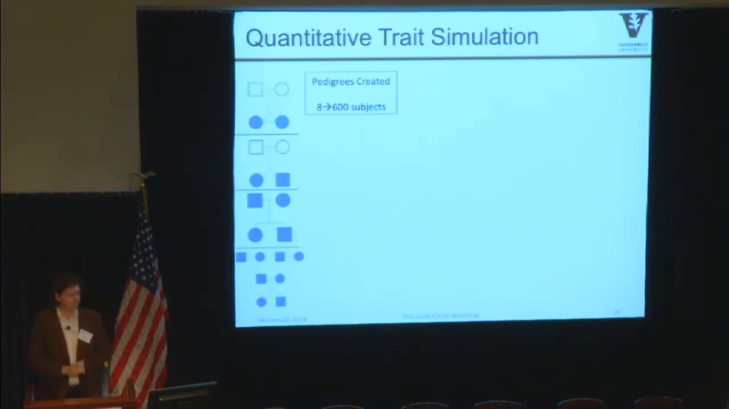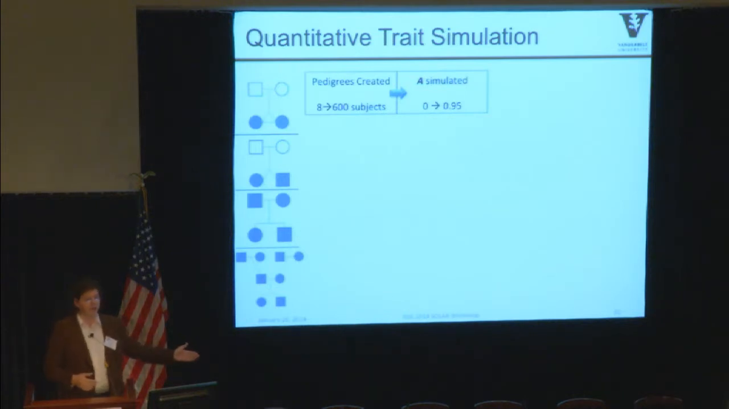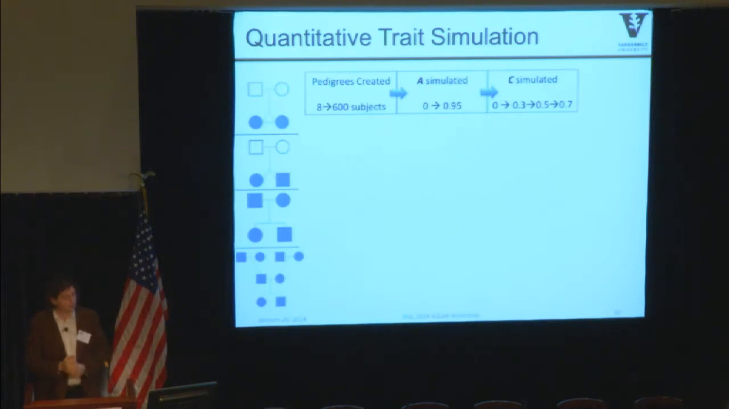So what we did is we took these twin structures, the monozygotic, the dizygotic, the nuclear family, and the grand nuclear family, and we swept pedigrees. So we just randomly created pedigrees between 8 and 600 subjects. And then we simulated the additive effect. So we swept this between 0 and 0.95 of the total variance, so no additive effect to almost all. And then we swept C. Well, keep in mind that A can't exist if A plus C is greater than 1. So we went C is 0, 0.3, 0.5, 0.7. But if C is 0.7, A can't be bigger than 0.3.